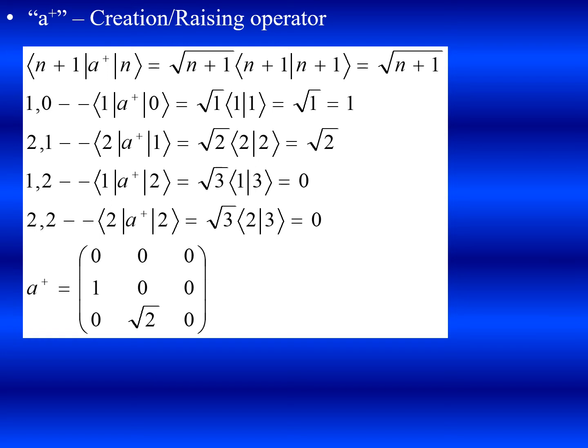Similarly, if you do it for 2,2, it is ⟨2|a†|2⟩, that is a† acting on 2 is √3, and ⟨2|3⟩ is delta 2,3, which is equal to 0. So only with the elements 1,0 and 2,1 have the value, all other values are 0. So the matrix for a† is 0 0 0, 1 0 0, 0 √2 0.